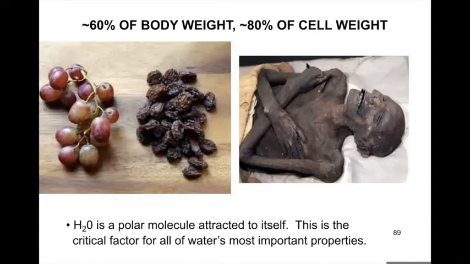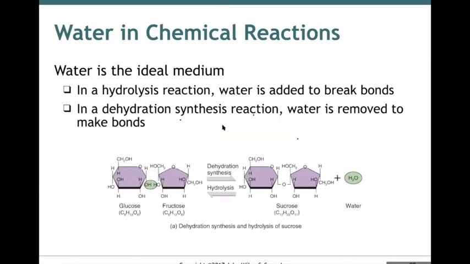This is a mummy, right? This has been dehydrated. Basically, this is what you'd look like, kind of like a dried raisin, if all the water was taken out of you. So it's about 60% roughly of all your body weight. And in any individual cell, it's about 80% of the cell weight. And again, the key to water's properties is the fact that it's a polar molecule attracted to itself through those hydrogen bonds right there. So water is a key point right here.